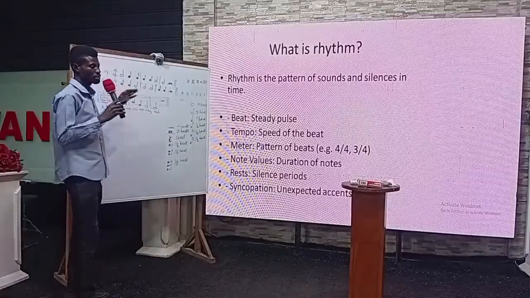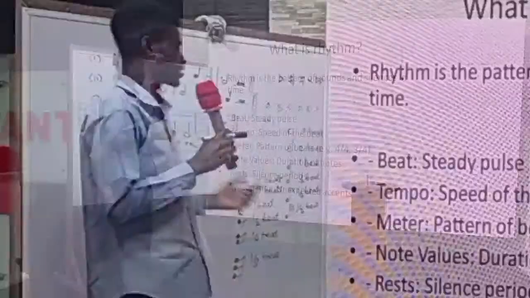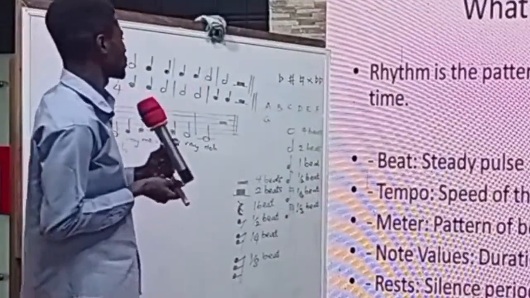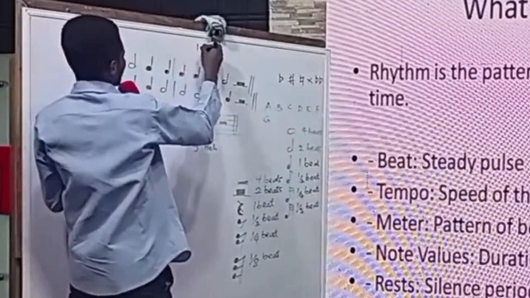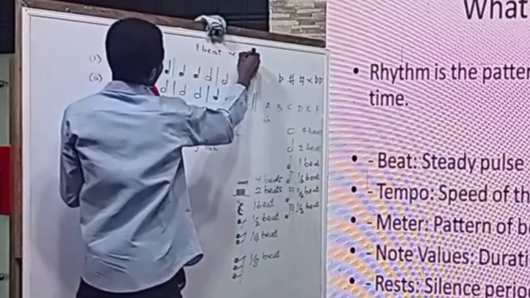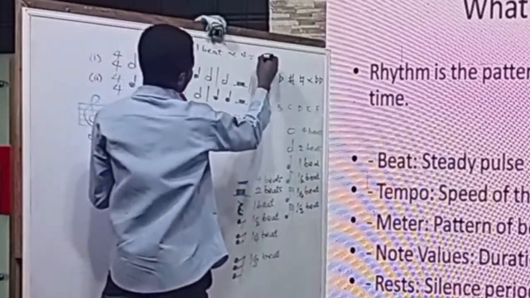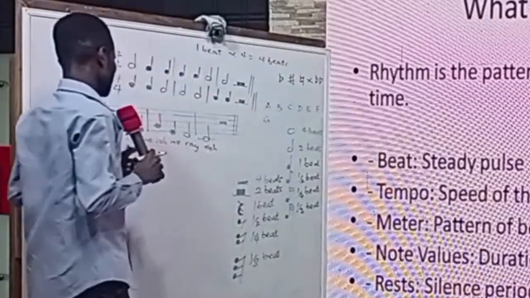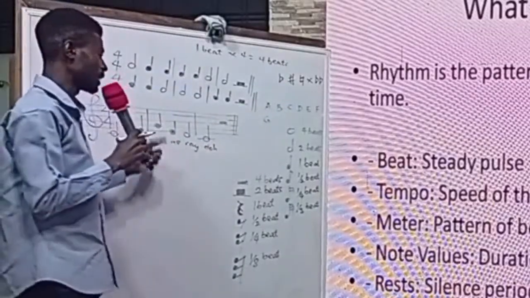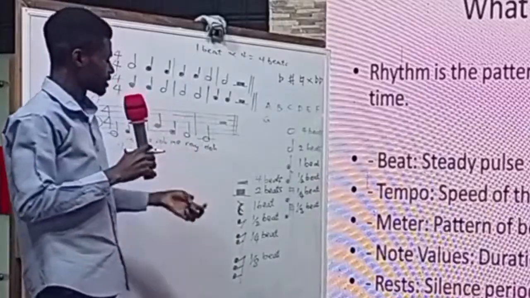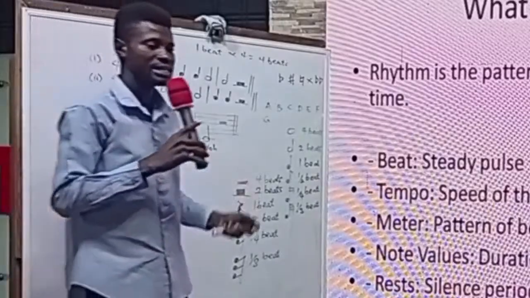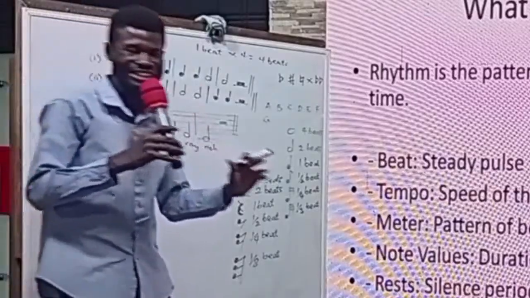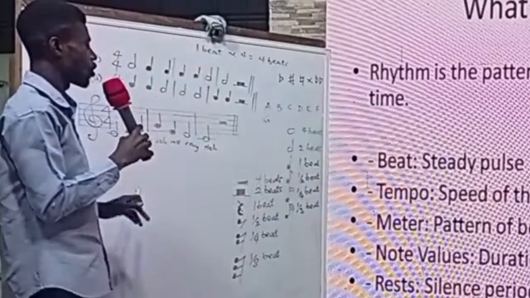4/4 time signature means 4 crotchet beats in each bar. That is the reason why, and 4 crotchet beats means a crotchet is 1 beat, so 4 crotchets will be 1 beat times 4. That is 4 beats. So after every 4 beats, we have what we call a bar line. This bar line is a vertical line that we use as a kind of compartment to divide a piece of music into equal portions of time.